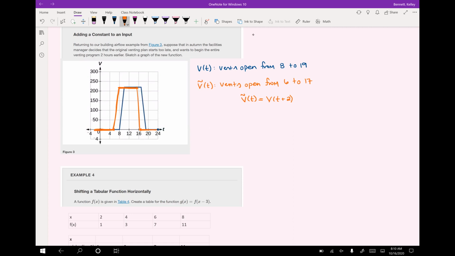So think about this, when I plug in 6, V tilde of 6, right, is when I start opening my vents. And that's the same time V of 6 plus 2, right? V of 8. That's when V starts opening its vents, at 8. So that's maybe justification here, hopefully, for the addition being the left shift.